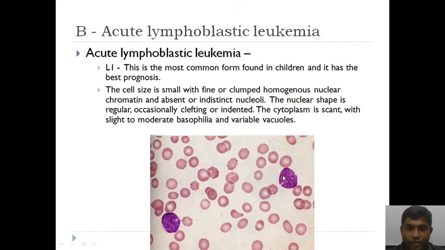Here you can see this L1 type of blast, which has clumped homogeneous chromatin. The nucleoli are usually absent, or if present, not very distinct. And as a rule, lymphoblasts have a scant amount of cytoplasm.